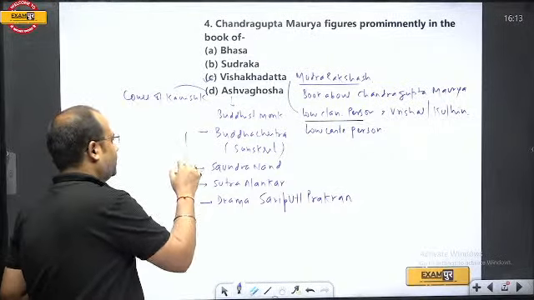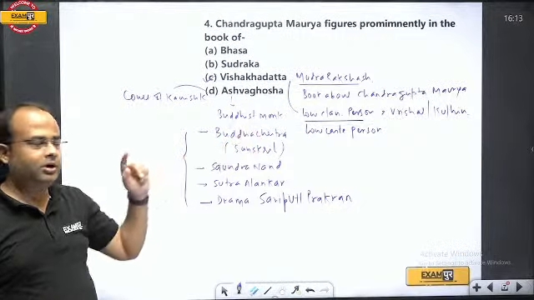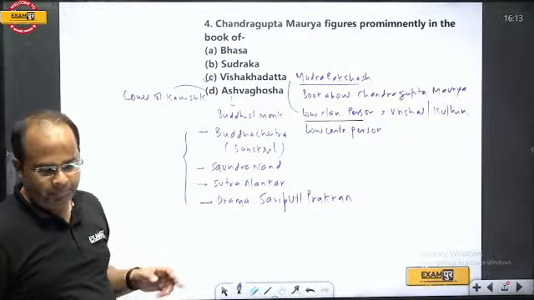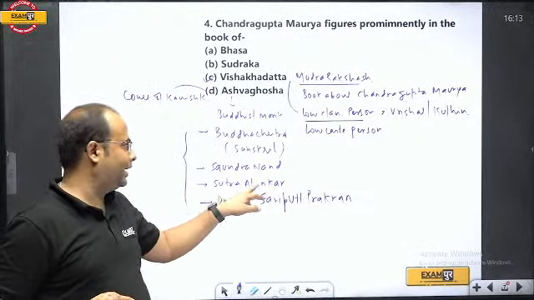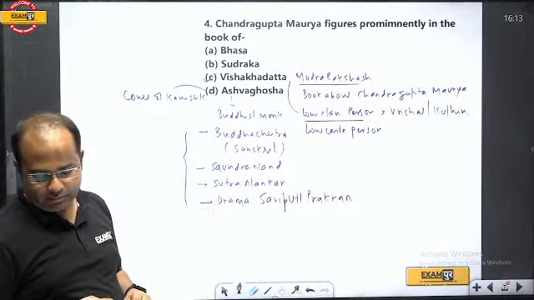So these are all the writings of Ashwaghosh. You can note it down. Ashwaghosh was a Buddhist monk. He wrote Buddha Charitra, which is in Sanskrit, an epic about Buddha. Other than this, he wrote Saundaryanand, Sutra Lankar, and he also wrote a drama called Sariputra Prakaran.